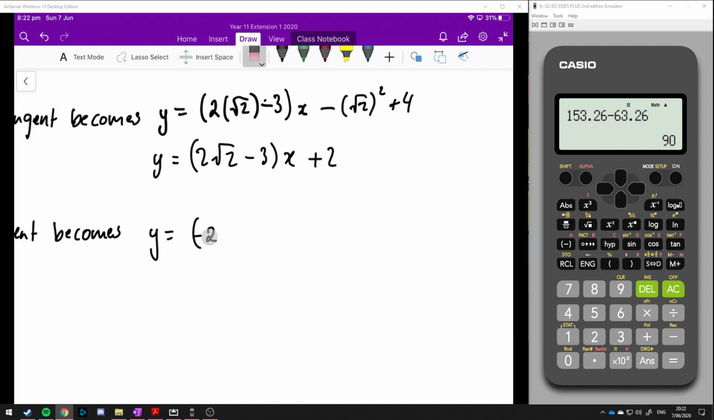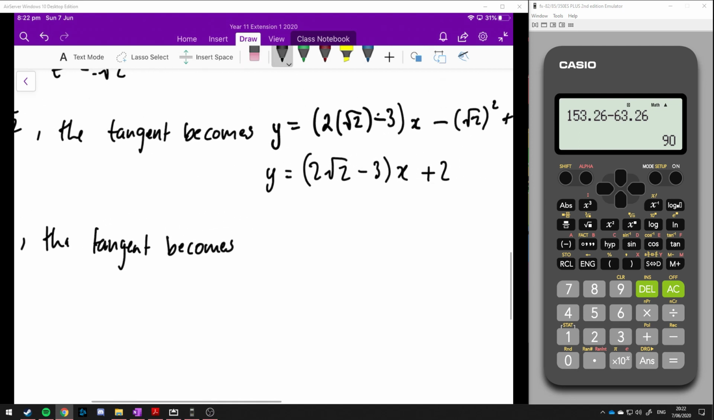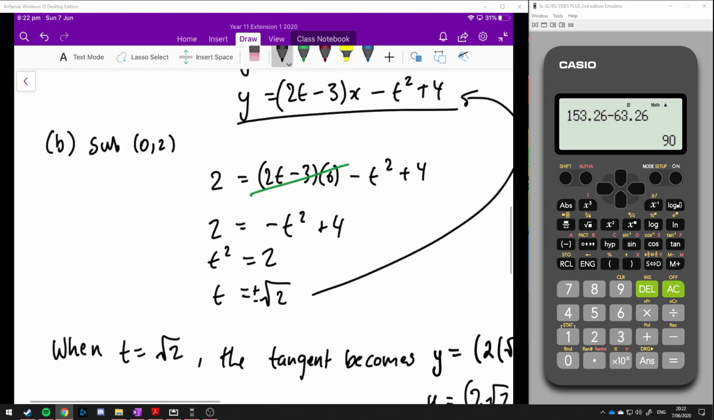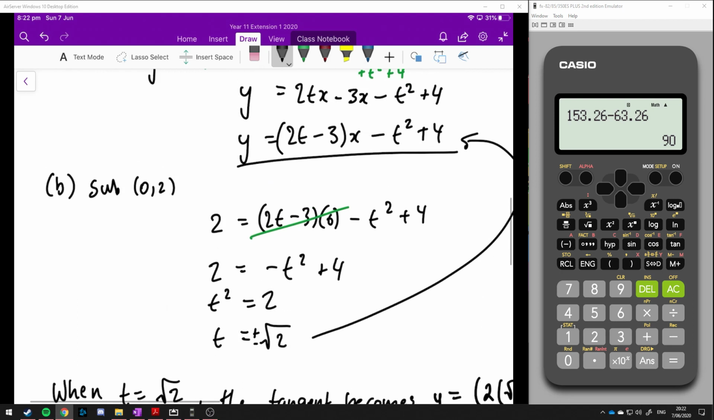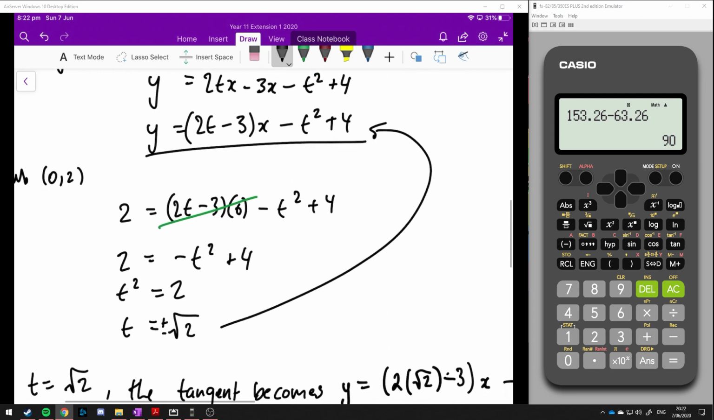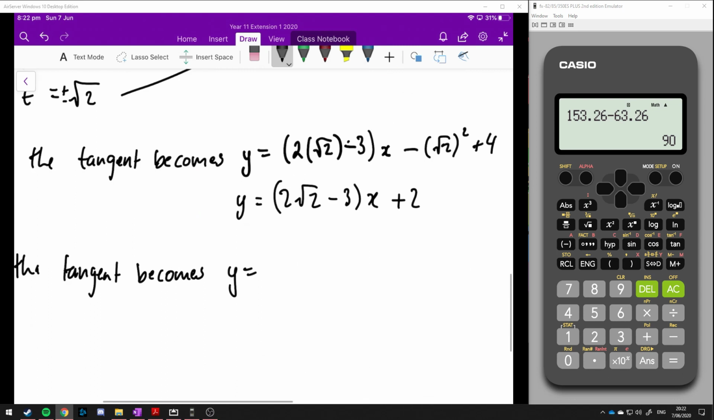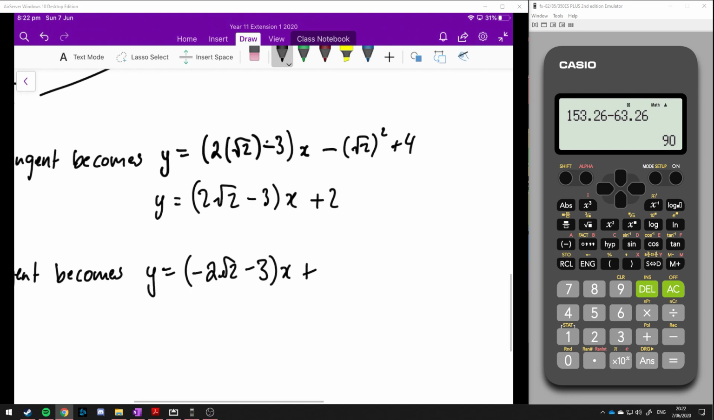So again, I'm going to substitute t is equal to negative root 2 back into this tangent equation that is up here, the one that I've got underlined. So it's going to become y is equal to negative 2 root 2 minus 3 lots of x plus, think of this one up here, minus 2 root 2 squared is just 2. So minus 2 plus 4 is just 2 again. So it's that point there.